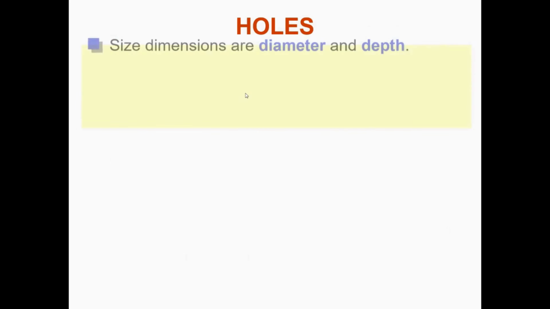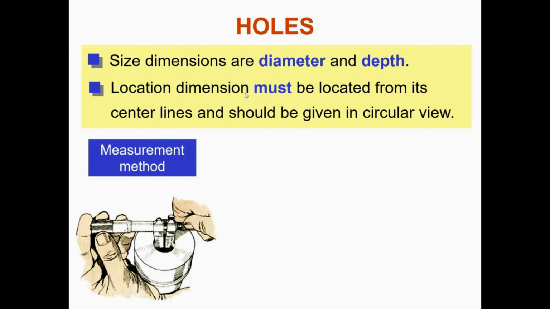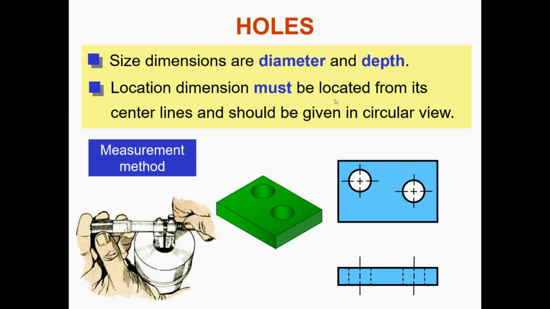Let's move to holes. Size dimensions are diameter and depth. Let's look at the method. Also, location dimension must be located from its center lines and should be given in a circular view. We should have the location in this orientation. In case you have a circle and you want to determine the locations, we should always look at it with respect to the plan and not the front view.